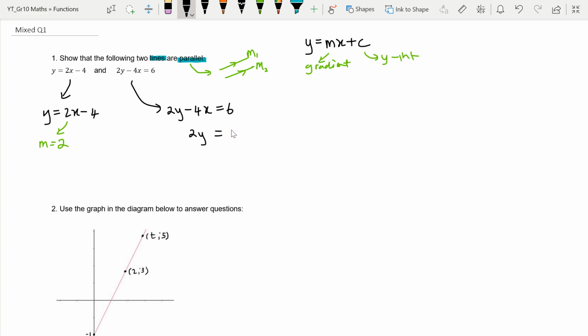2y is equal to, we just take this one over. So far, so good. And now to get y by itself, we need to divide by 2 on both sides. So I'm going to divide this side by 2, and then I'm going to divide that by 2, and I am going to divide that by 2. And now it is in standard form, and there is our gradient. Our m is 2 as well. So what did they want us to show? They wanted us to show that the two lines are parallel. So I would end off by just saying, therefore, the lines are parallel. Perfect.